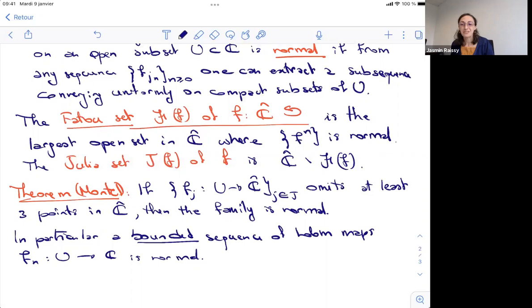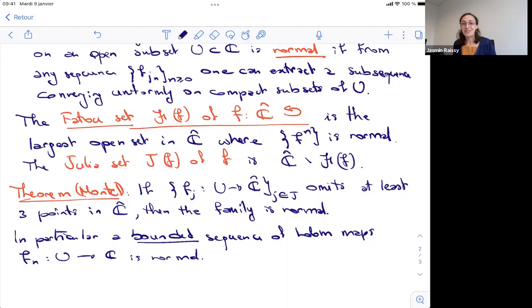Excuse me, Jasmin. Yes. So omitting 3 points is that none of these 3 points are in the images of all the F_j's, right? Yes, exactly. If you consider all the ranges, they are all omitting these 3 points. Thanks. All right. Well, thanks to you.